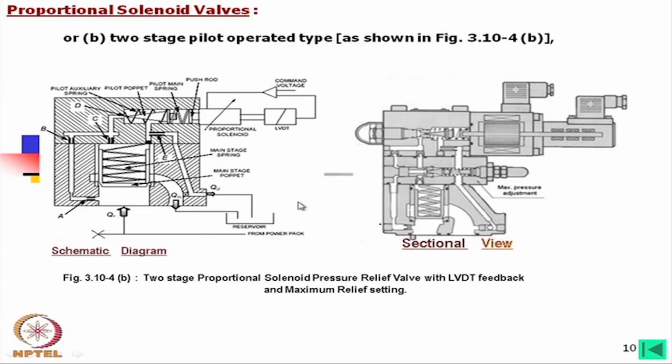Now, suppose the pressure increases, then what will happen? More force will be here, the orifice size will increase, more flow will be there, and more pressure drop will be there. Then at one point the spring force and this pressure force will be less than the force here, and then this will be lifted, and oil will go through this.